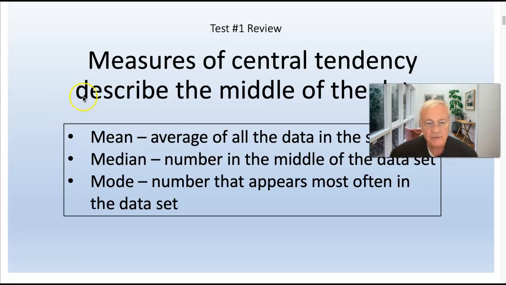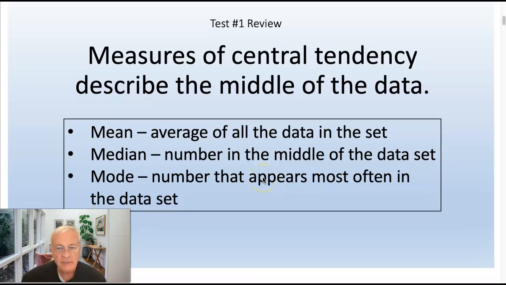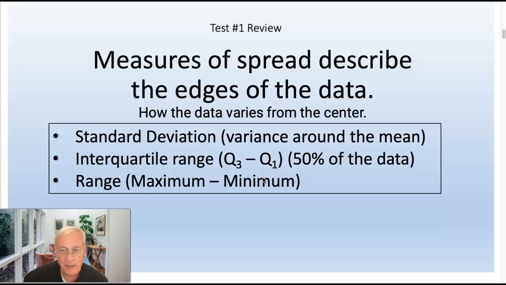Guys, again, we looked at measures of central tendency, mean, median, mode. Alright, they describe the middle of the data. We look at measures of spread. They describe the edges of the data or how the data varies from the center. Standard deviation, the IQR, the interquartile range, and the range.